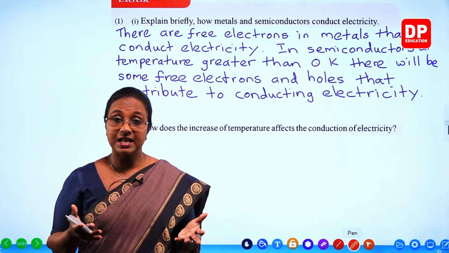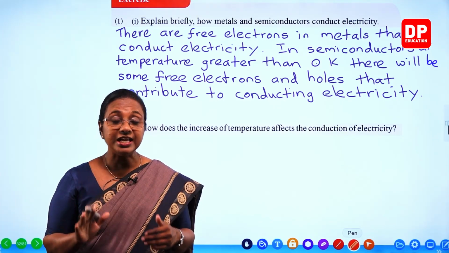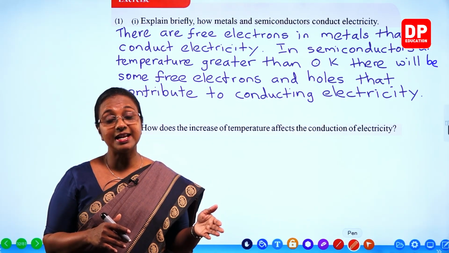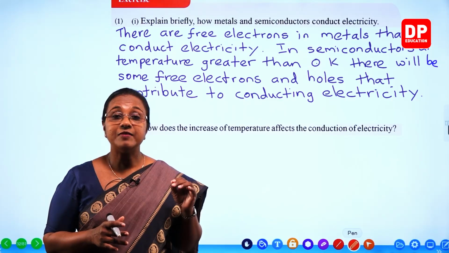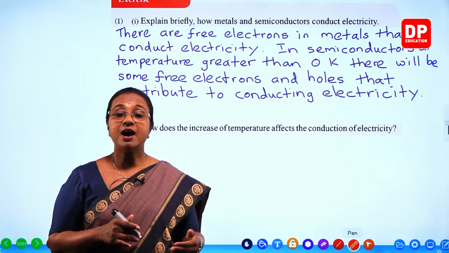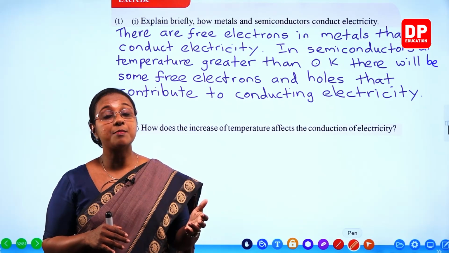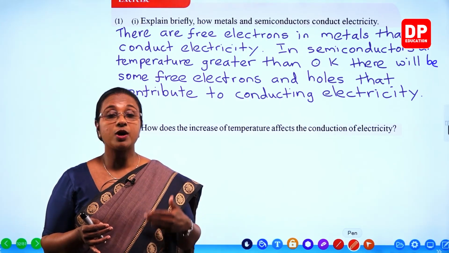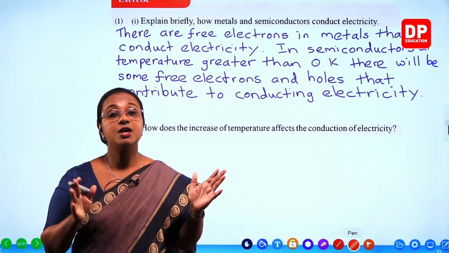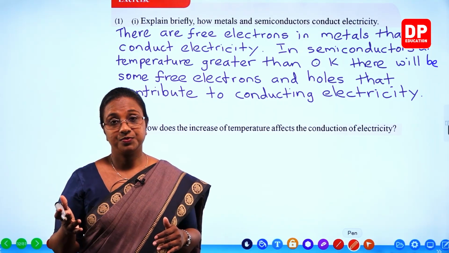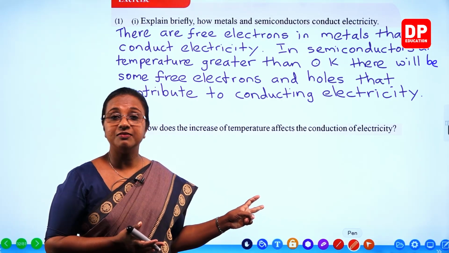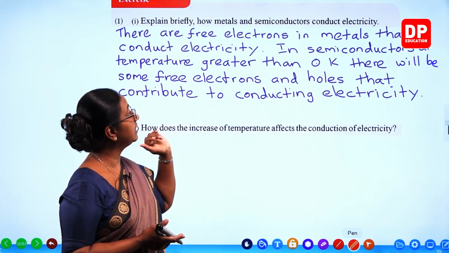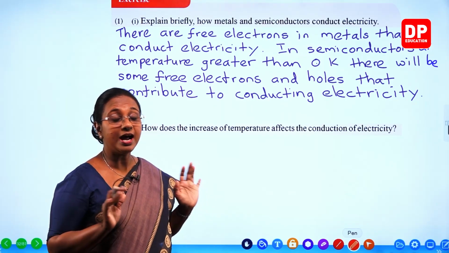What happens in a semiconductor? When the temperature increases, there is more heat energy provided to the semiconductor lattice. So because of that, there will be more bonds broken. Therefore, the number of free electrons and number of holes will increase. Because of that, the conducting ability or conductivity of semiconductors will increase with temperature. So, temperature affects the conductivity in two different ways for the conductor or metal and the semiconductor. You have to understand that.